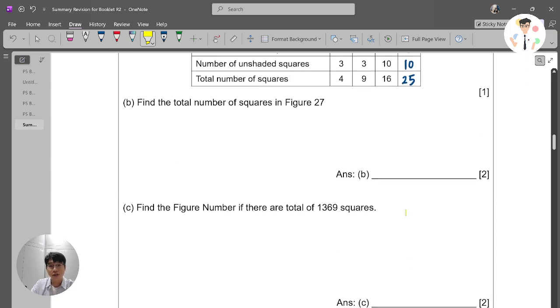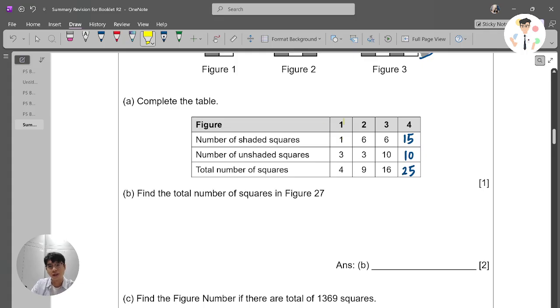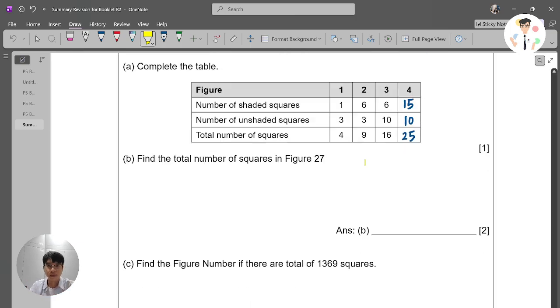This basically means that you are checking here: 1 and 1, is it related? 2, 6, 3, 6, 4, 15? Not really. How about 1, 3, 2, 3, 3, 10, 4, 10? Not related. How about 1, 4, 2, 9, 3, 16, 4, 25? Probably not, because 1 times 4 is 4, right? 2 times 4 is 8, it's not 9. So it does not have a strong connection at this point of time.